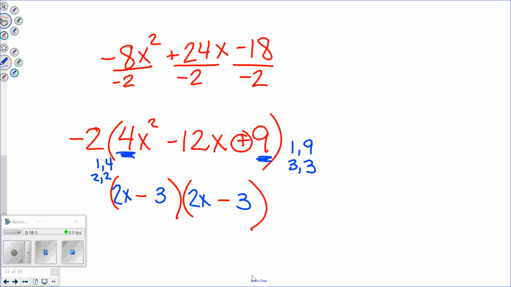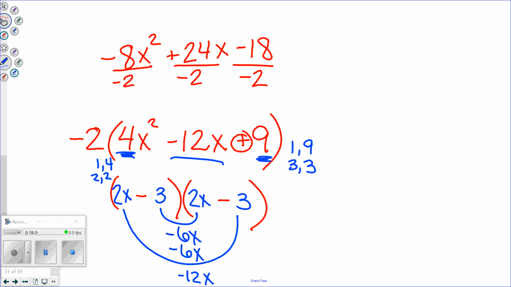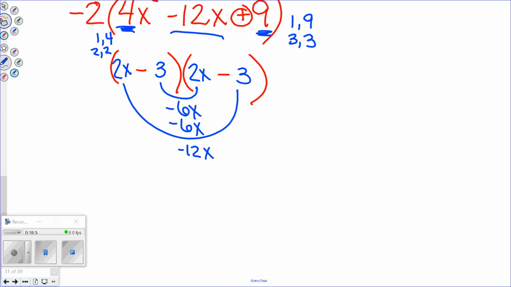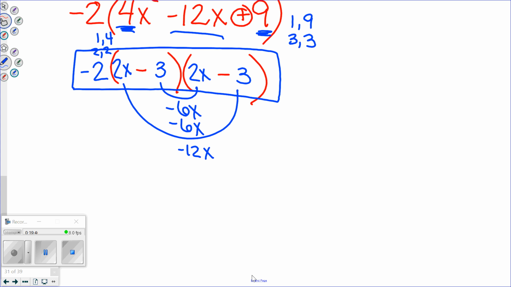All right, so if we check this, we get negative 6x minus 6x, which is negative 12x. Does that work? Remember, we're not going back to the beginning. We're going to this line here. And then you would not forget your baby brother. So this answer right here, you could see written like that.